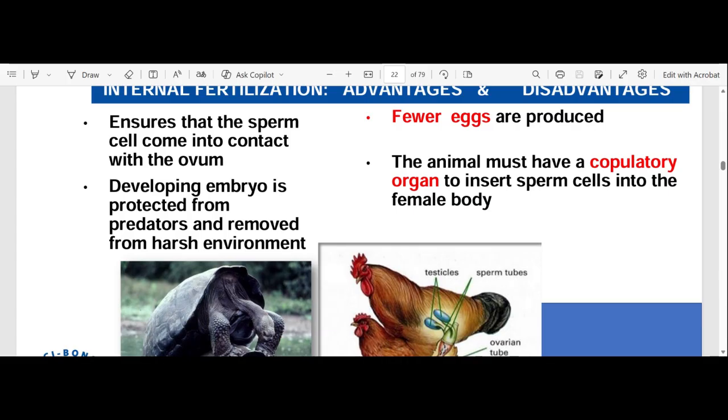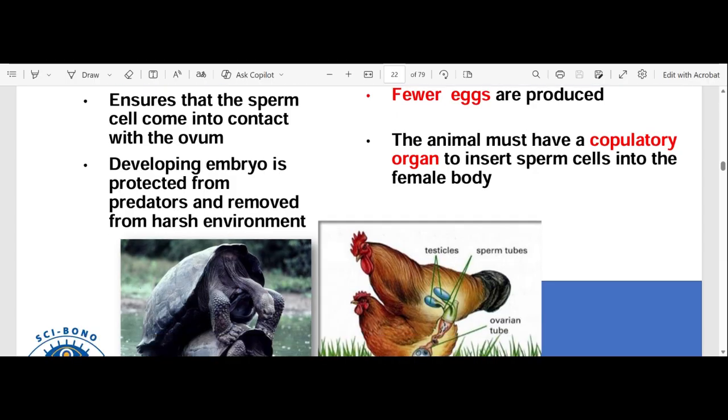Okay, now let's go to disadvantages. Fewer eggs are produced. The reason why fewer eggs are produced is because it's happening inside, so there's no threat from predators. Does that make sense? Another point is that the animal must have a copulatory organ. Copulatory comes from the word copulation. What is copulation? Copulation is sexual intercourse. The copulatory organ is used to insert sperm cells into the female's body. That's a requirement, because the sperm cell needs to be inserted inside the female's body. I hope that makes a lot of sense.